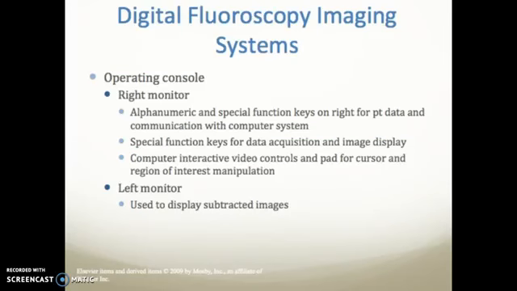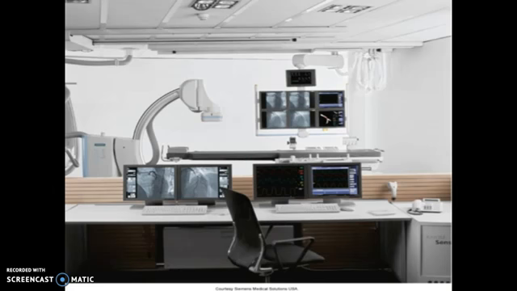So the operating console, on the right hand side, has alphanumeric and special function keys for patient data and communication with the computer system. There are special function keys for data acquisition and image display, computer interactive video controls, and a pad for cursor and region of interest manipulation. Some may have roller balls or joysticks or something different. It doesn't have to be a pad. The left side of the monitor is used to display the subtracted images, which we'll talk about in a moment. So here are the controls, and here are the images that are subtracted. This is within the control room.